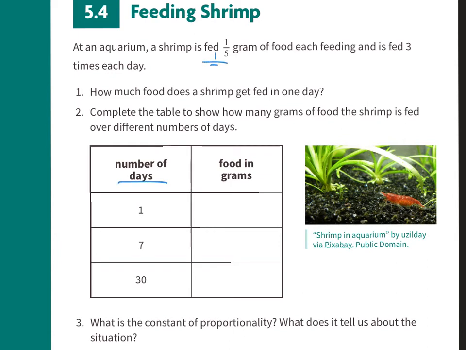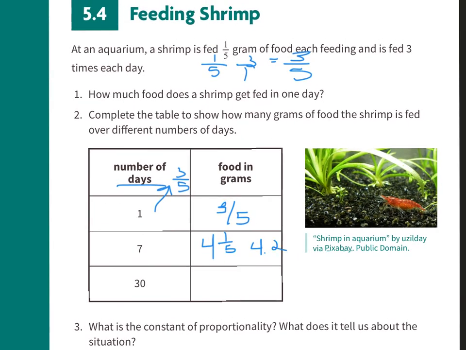So if I go 1/5 times 3, I get 3/5. So every day a shrimp is fed 3/5 grams of food. So all I'm going to do is just multiply here. 1 times 3/5 is 3/5. 7 times 3/5 is 21/5, which is 4 and 1/5, or 4.2. Use a calculator, right? And then 30 times 3/5 is 18. Okay, so there's our table.